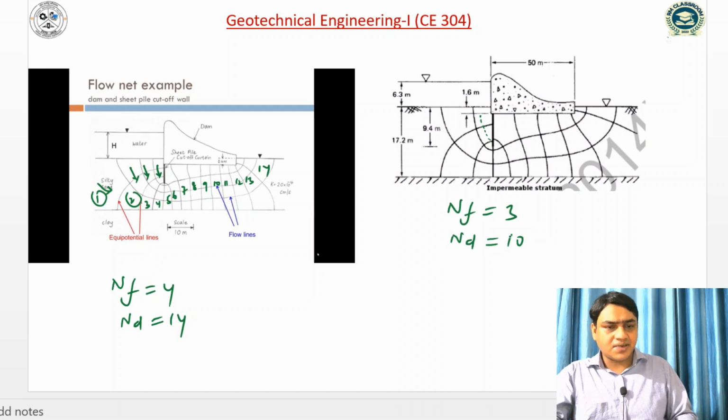I hope you have understood how to read the value of the number of flow channels and the number of equipotential drops. Once again, from this way flow can be possible, from this way flow can be possible, from this way flow can be possible. This is the movement of flow. So NF is equal to 3. Similarly, ND 1, 2, 3, 4, 5, 6, 7, 8, 9 and 10. So ND is 10.